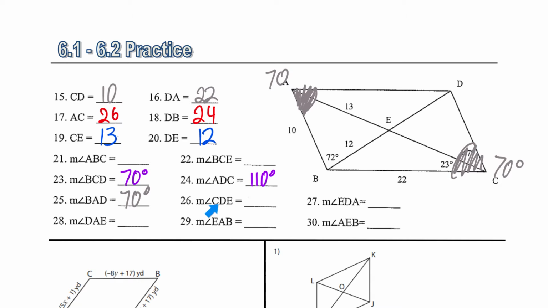Okay. Next one asks for angle CDE. So CDE is talking about this angle right here. How big is that angle going to be? It is going to be the same measurement as this angle right here, because those are alternate interior angles of parallel lines, so they're congruent. So if this one's 72, this one's going to be 72.